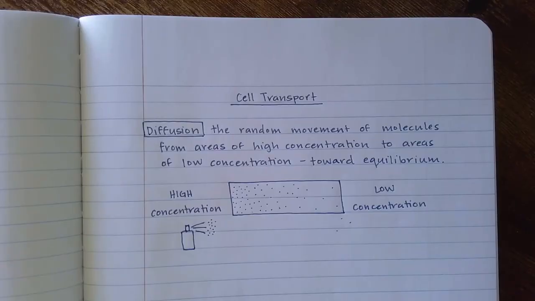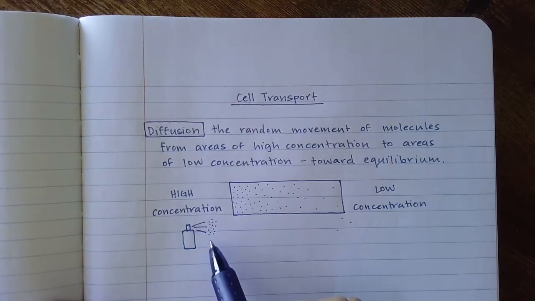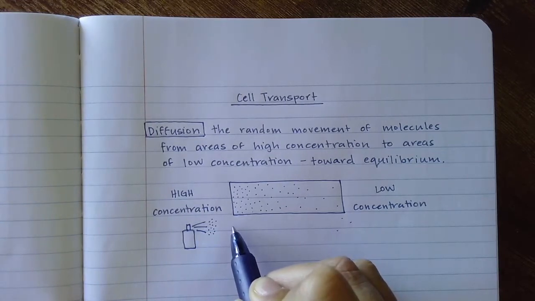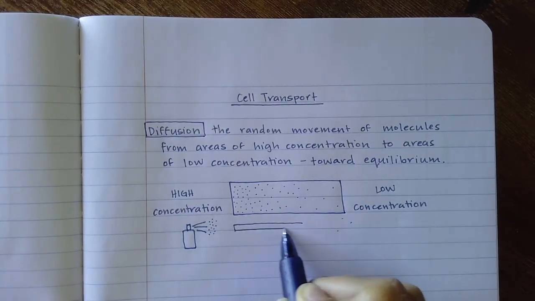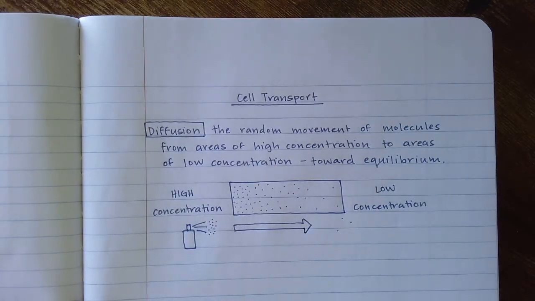So when baking bread or spraying perfume, we know that the molecules that are closest to the source are going to have the strongest smelling area because that's where those molecules are closest together. However, over time, those molecules are going to slowly diffuse throughout the whole room. So what's really happening here is that the molecules are moving from areas of high concentration towards areas of low concentration. They're moving from high to low.